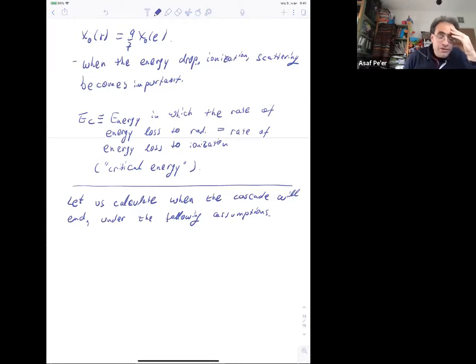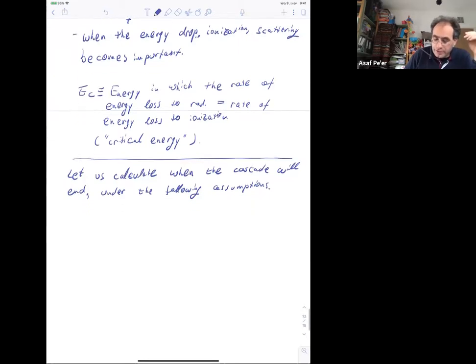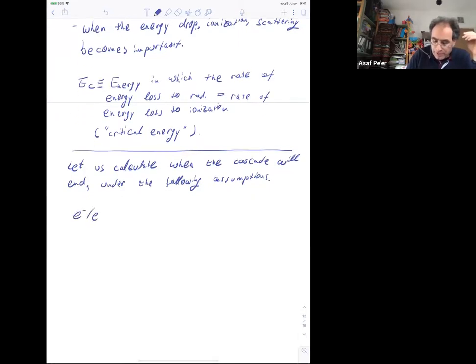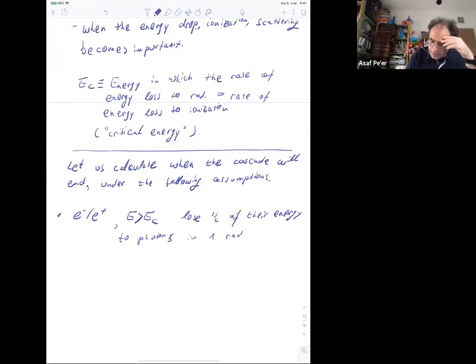So we say that we have an electron and positron, with energy E greater than the critical energy. They advance one radiation length, and then they lose half of their energy by radiating to photons in one radiation length.